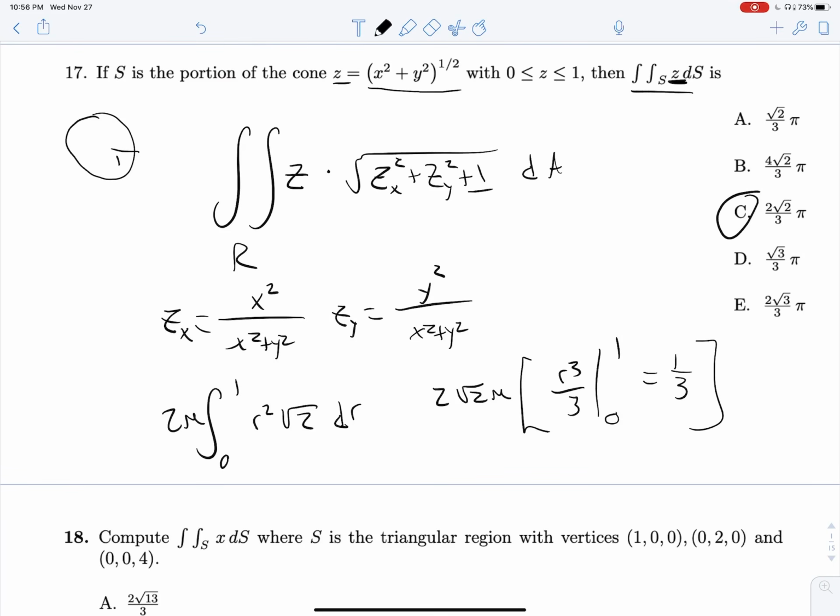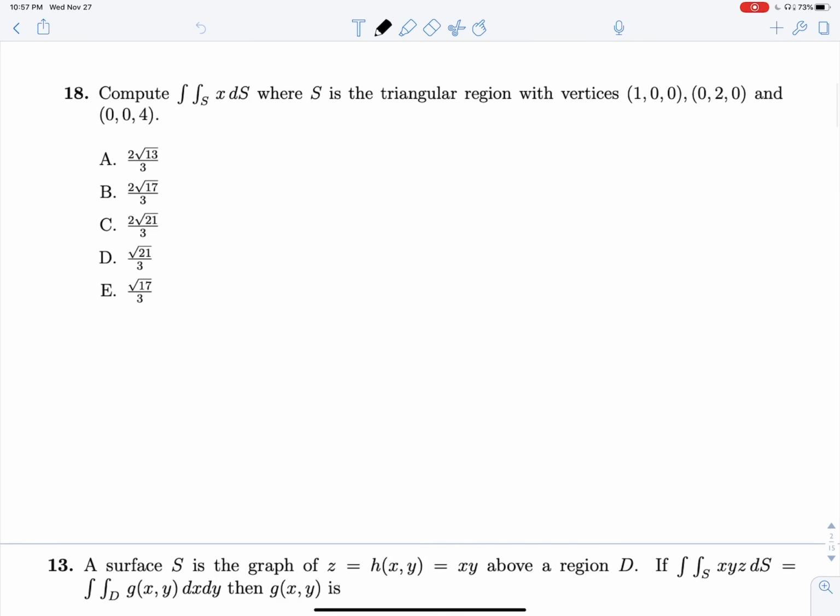over 3 pi. Let's compute this surface integral where S is a triangular region with these vertices. Well, let's get some axes in here, x, y, z, and let's plot them. 1, 0, 0, 0, 2, 0, and 0, 0, 4. So we're dealing with this area in here.